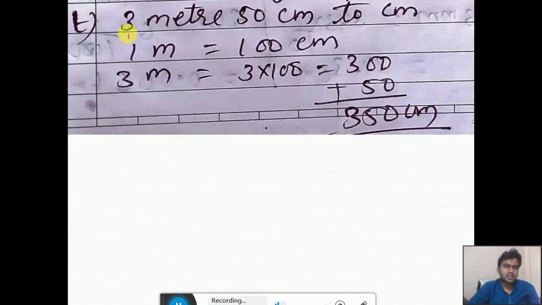Next, this question is also the same as the last question. 3 meter 50 centimeter. So this 3 meter we will change into the centimeter. So 1 meter equals 100 centimeter. So 3 meter equals 3 into 100, so 300. So 300 and this 50, 350. So total 350 centimeter.